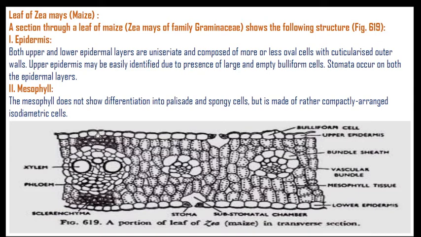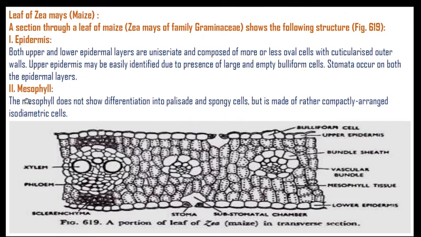The upper epidermis may be easily identified due to the presence of large and empty bulbiform cells. So sometimes the epidermal cells become enlarged in size, and those cells are called bulbiform cells. The stomata occur on both surfaces of the epidermal layers, that is upper epidermis as well as lower epidermis. Both epidermis are showing stomata. So here is the presence of a stoma with a stomatal cavity or substomatal chamber.